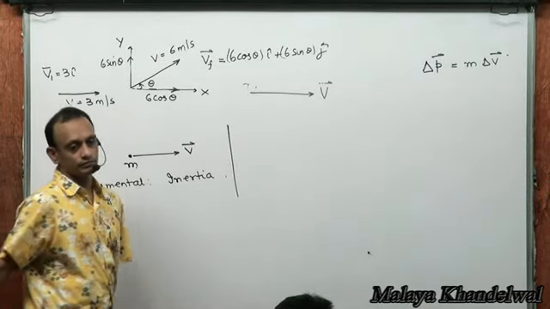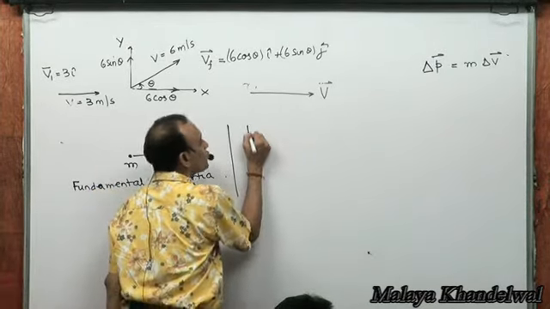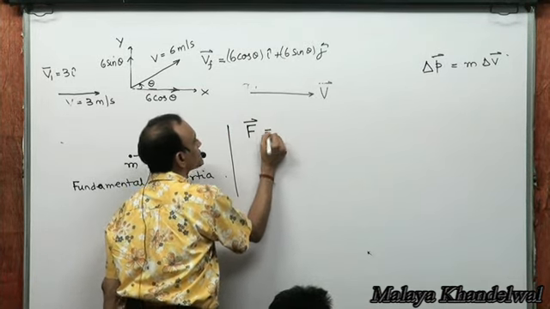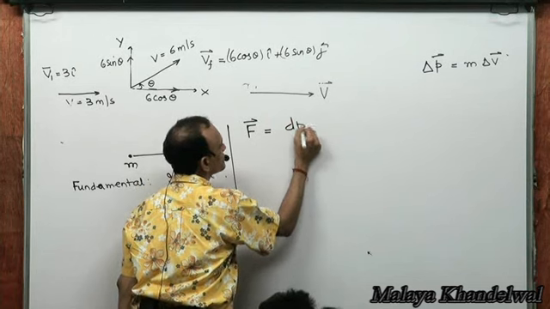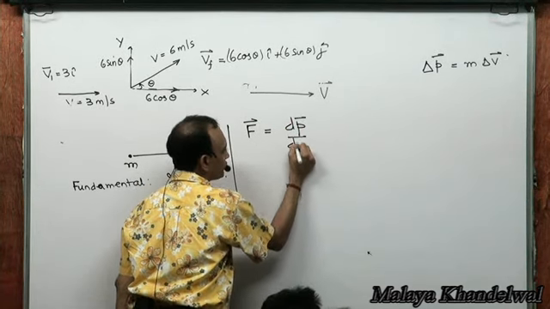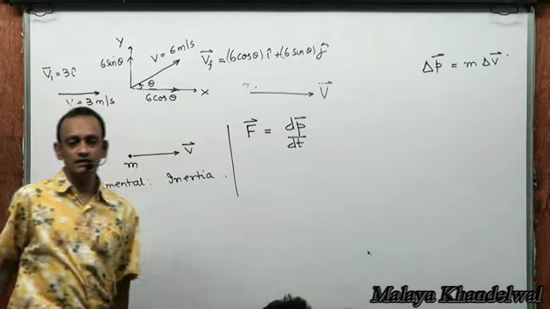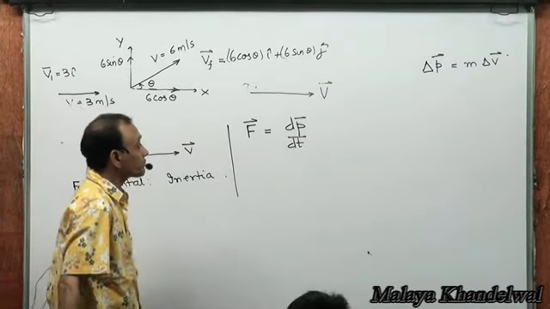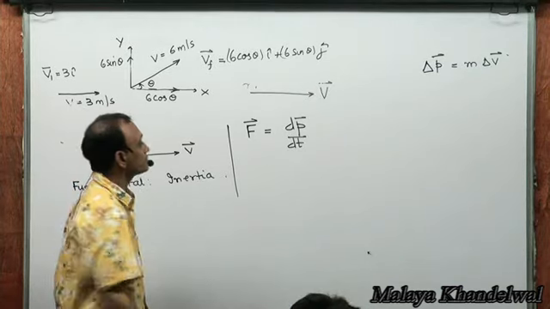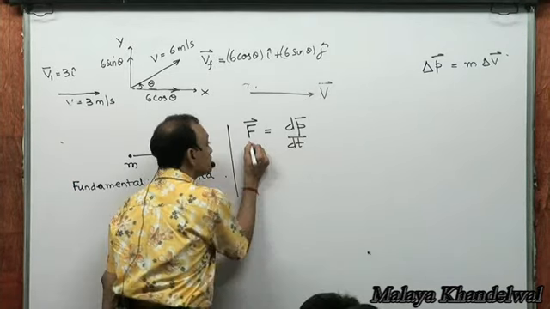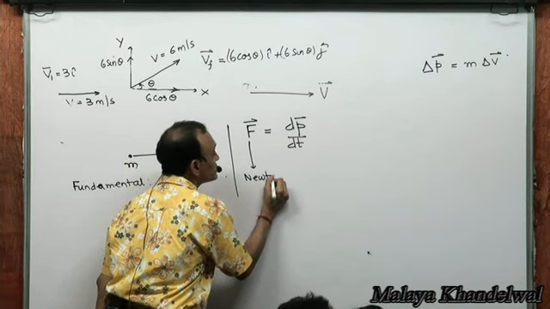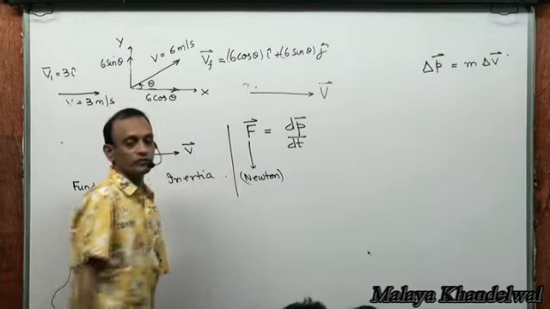We define the force acting on a particle as rate of change of linear momentum. Rate of change of linear momentum is defined as the force acting on the particle. And this force is measured in what's in SI units referred to as Newton.